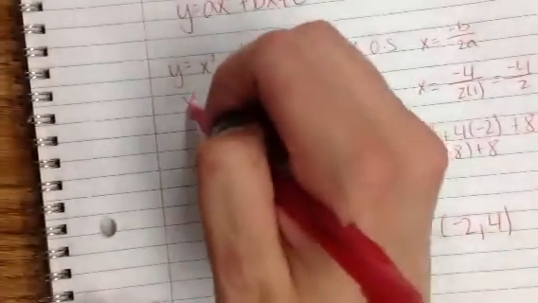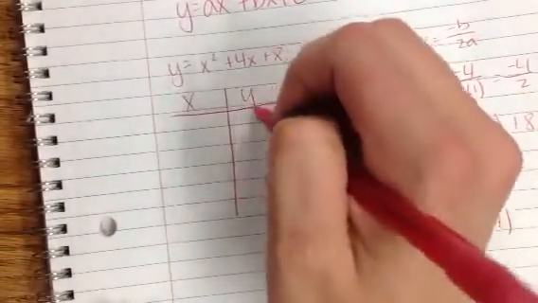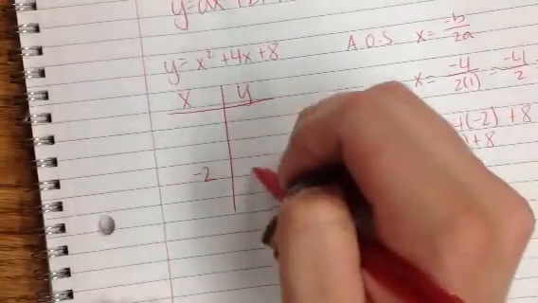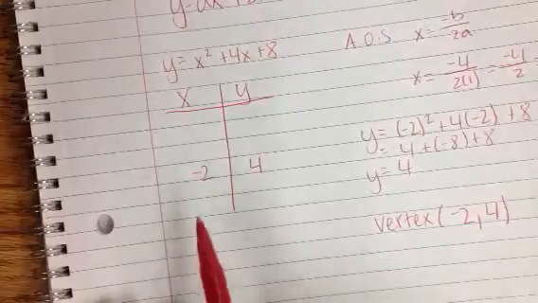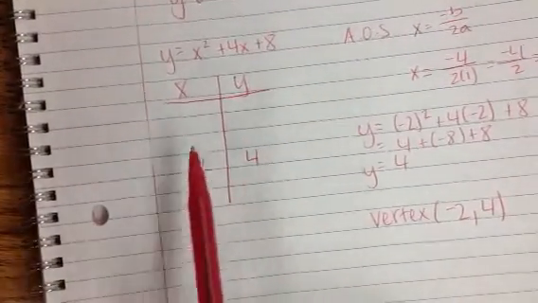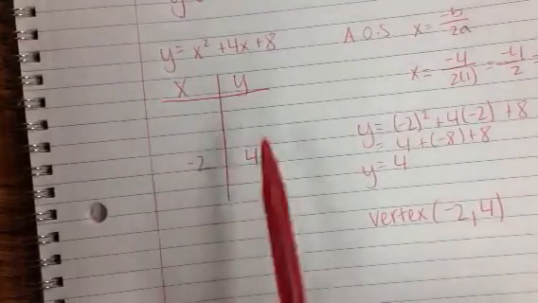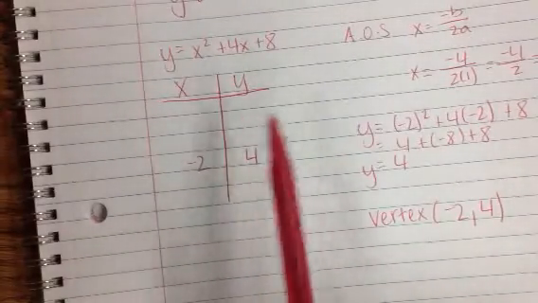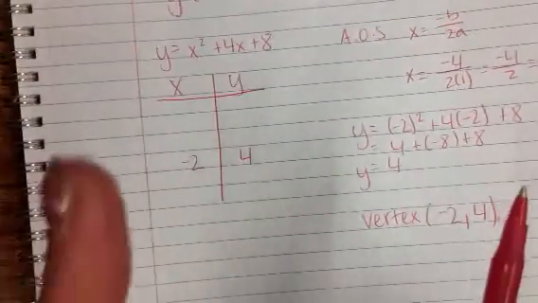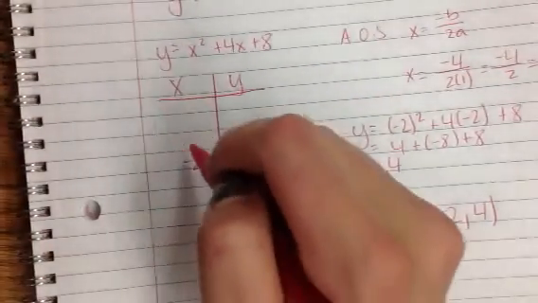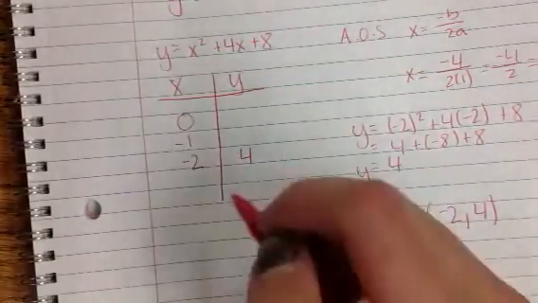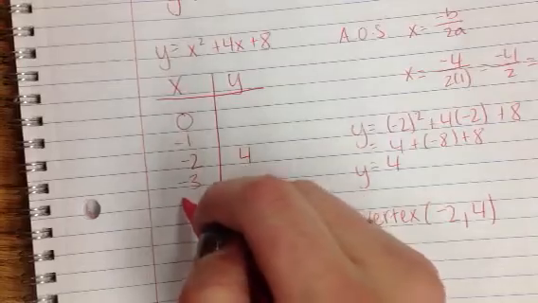So I'm going to make my table of values. I'm going to put my vertex right in the middle. And I'm going to pick points that are to the left and the right of my vertex. Now remember, if I go equal increments to the left and the right, I'm going to have symmetry on the y's. So I only have to solve for my y value twice. I'm going to choose the points negative 1 and 0. Then I'll have negative 3 and negative 4.